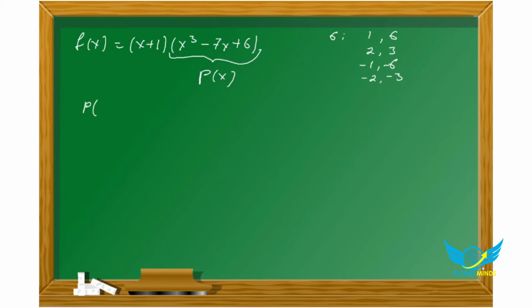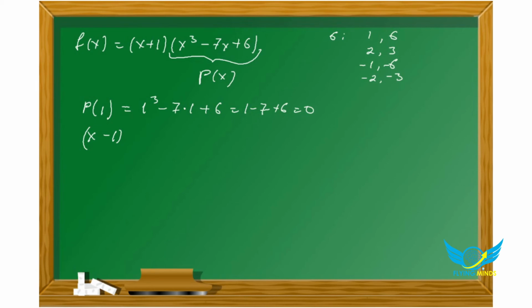Again, I did it already, so it will be 1, but we can check. So 1 cubed minus 7 times 1 plus 6, we get 1 minus 7 plus 6 equals 0. So our next factor is x minus 1. Now we need to do synthetic division to find what remains when we divide.